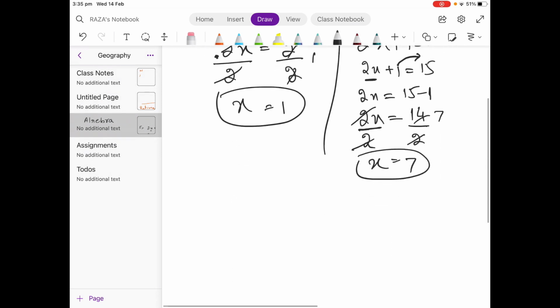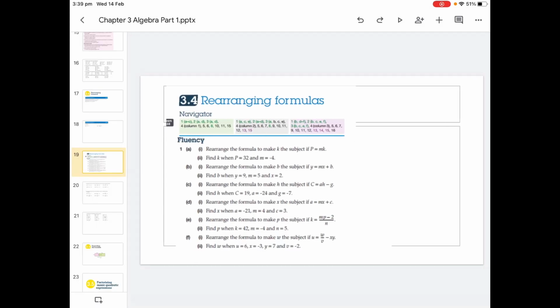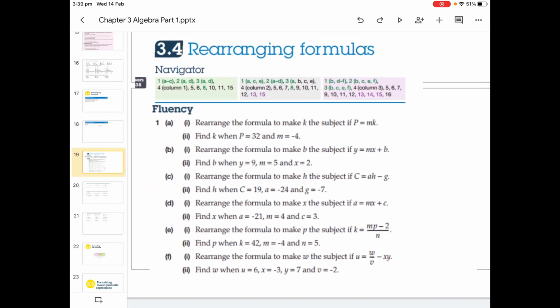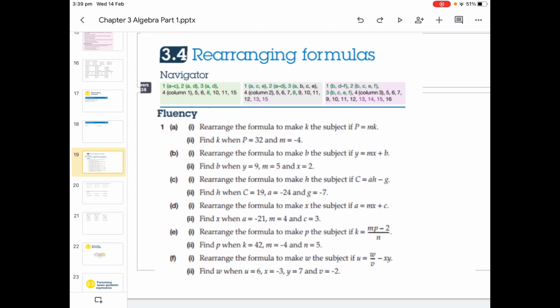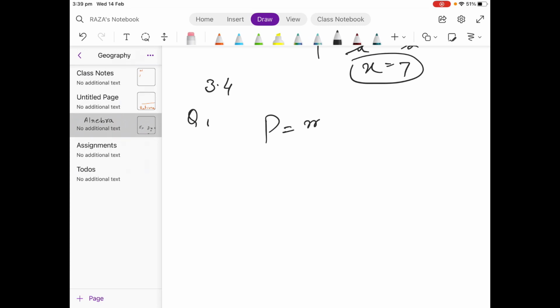Now let's have a look at these questions. Oxford Maths Book Year 9, exercise 3.4, question number 1 is rearrange the formula to make k the subject. So if p is equal to mk, p is equal to mk.